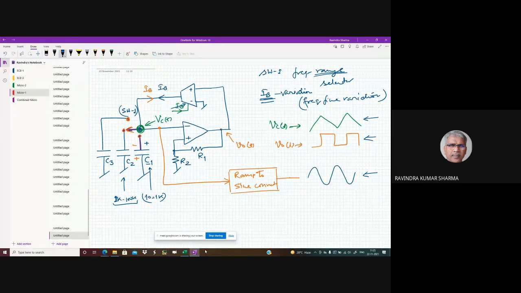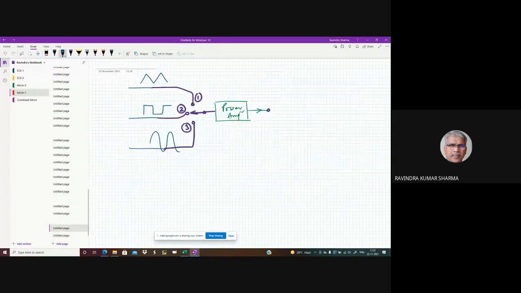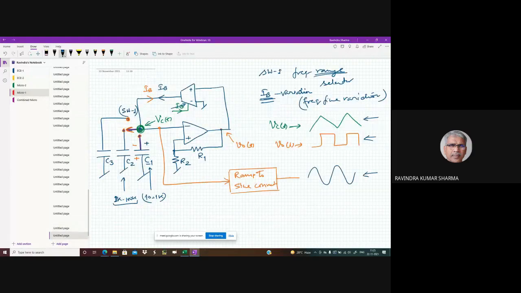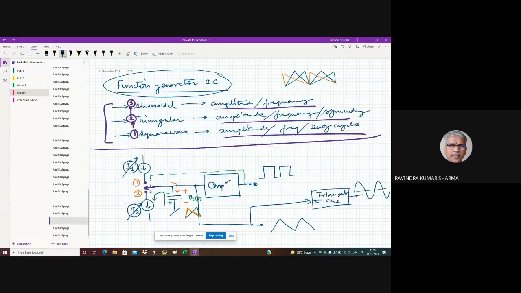So as I told you in the previous slide, you can pass these three waveforms through a power amplifier, and then you can get the final output here. If this switch is on 1, you get a triangular wave. If this is on 2, you will get a square wave. If the switch is on 3, you get a sine wave. Right? So that's the function generator. The function generator IC is 8038. Right?